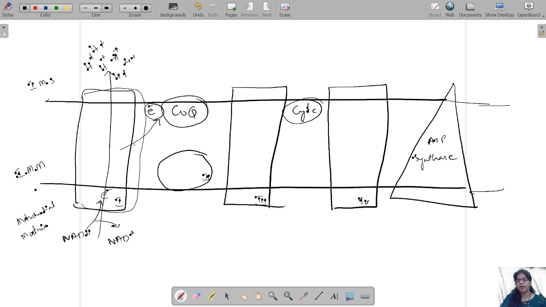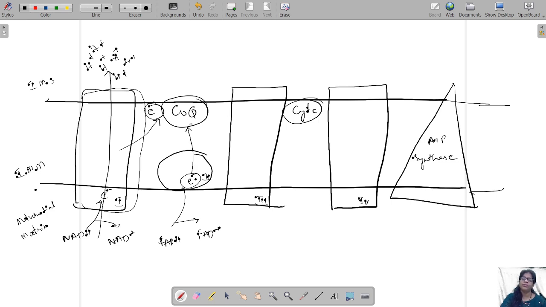In the same way, after the transfer of electrons from the first complex to CoQ, here comes the FADH part. FADH2 loses its electrons into the second complex, forming FAD. Upon taking the electrons, complex 2 does not have the capability to move protons from the matrix to the intermembrane space. So there is no proton movement. These electrons immediately move into CoQ.